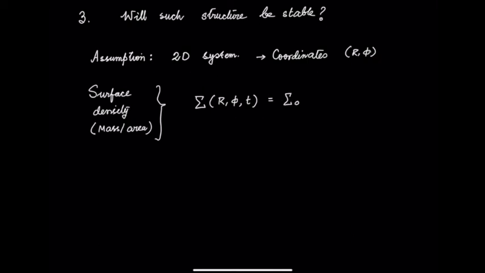Now this we assume as an unperturbed part, a part which never changes with time, and it only depends on r. So this is unperturbed. And then I have the perturbed part, which depends on all three. Okay. So this is the density.